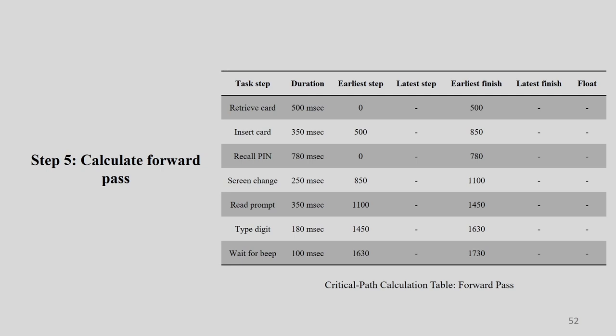Now calculate the forward pass. As I mentioned, you can see here for this it is 850, then it's again 0, then plus this plus this plus this. Like that you have to do the calculation. Clear? Because for this recall, when you are retrieving that card, you are actually remembering, so maybe it is zero for this particular case. That way you can do the calculation.